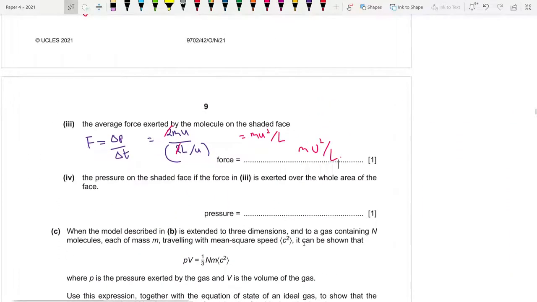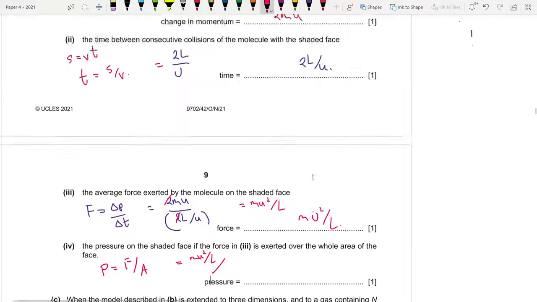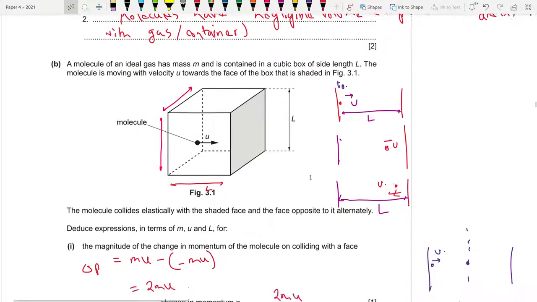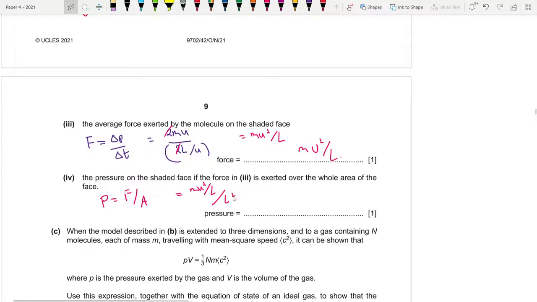The pressure on the shaded face if the force in 3 is exerted over the whole area of the face. So we know that pressure is equal to force by area. The force is mu squared by L. And what about the area of one face? Suppose this face. That's L into L, or L squared. So we end up with mu squared by L cubed. That's it.